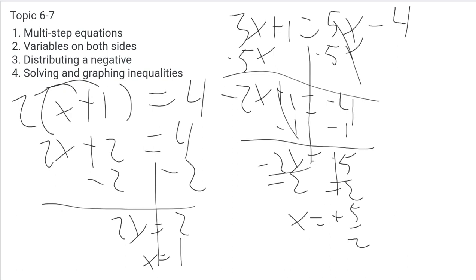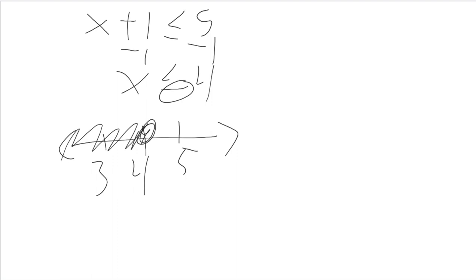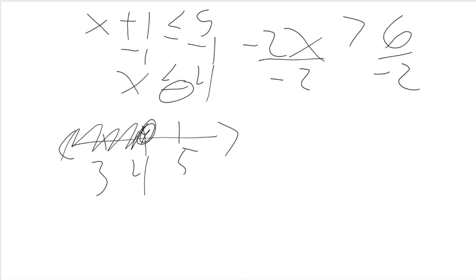And then with inequalities, we subtracted from both sides and then made a number line. One bigger, one smaller, closed dot because it's or equal to, and then a less than. And then if there was a negative number in front and we divided by a negative, our sign flipped.